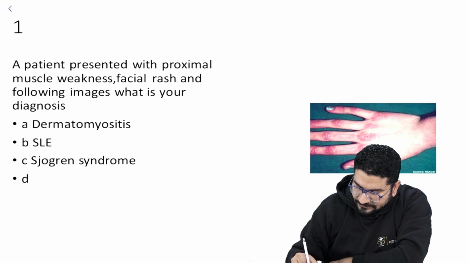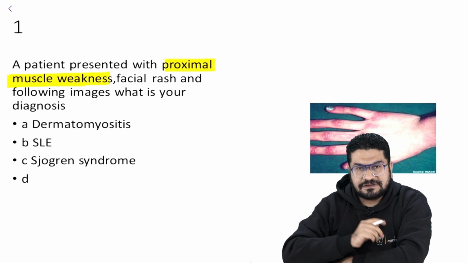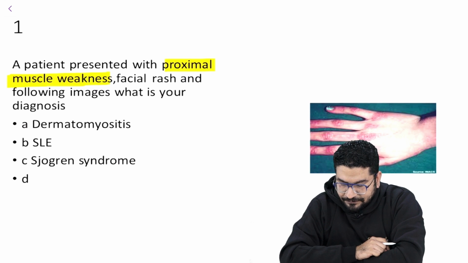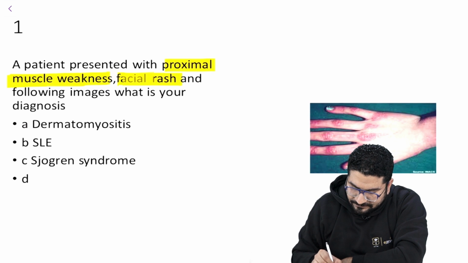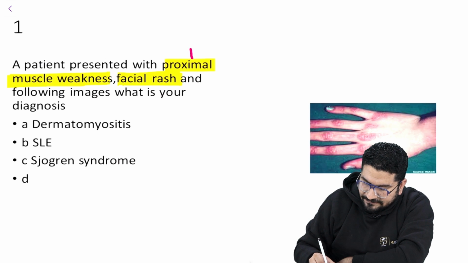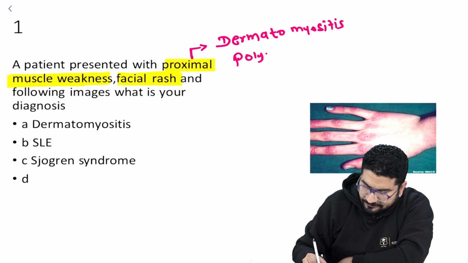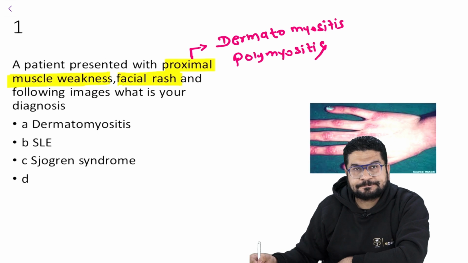So let me see this question. A patient presents with proximal muscle weakness. This is the main hint. Whenever you see proximal muscle weakness, facial rash and the following image, this could be a case of dermatomyositis, or it could be polymyositis. These are two myositis which will have proximal muscle weakness.